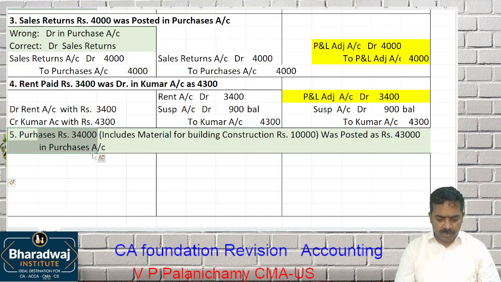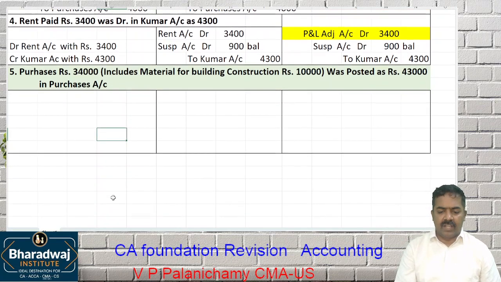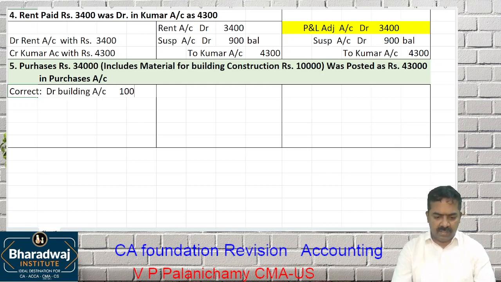Purchases rupees 34,000 including material for building construction 10,000 was posted as 43,000 in which account? Purchase account. How to rectify the error? What is the correct treatment? We should have debited building account for the material purchased for construction of building. Building account, how much should you have debited?